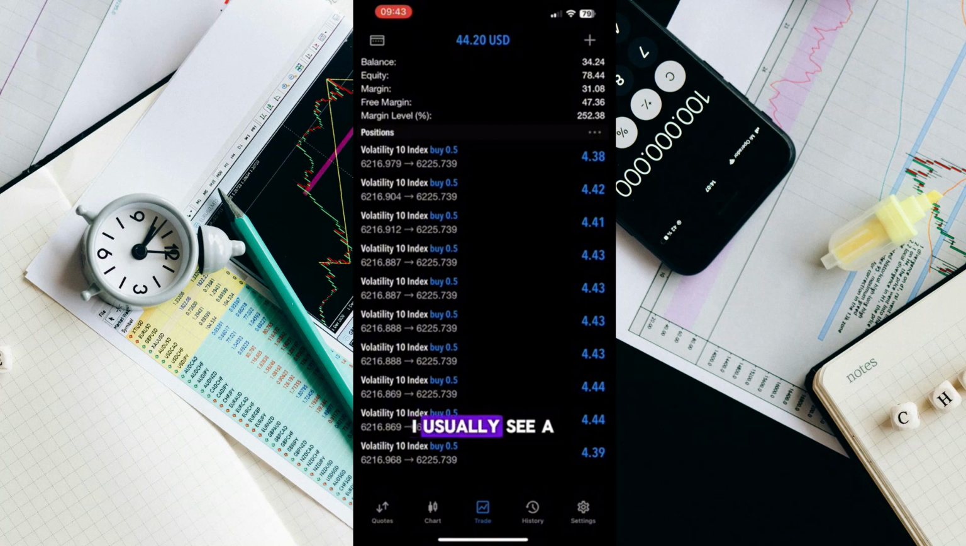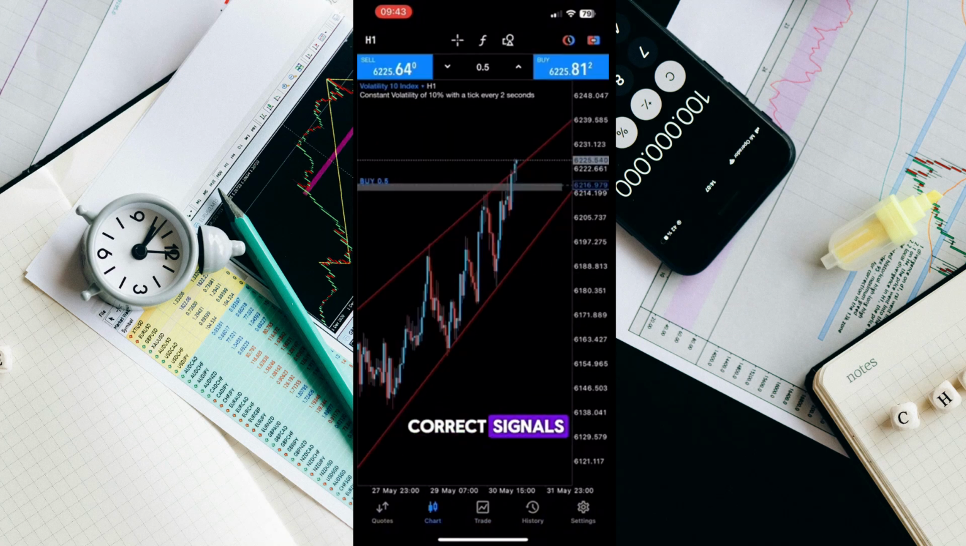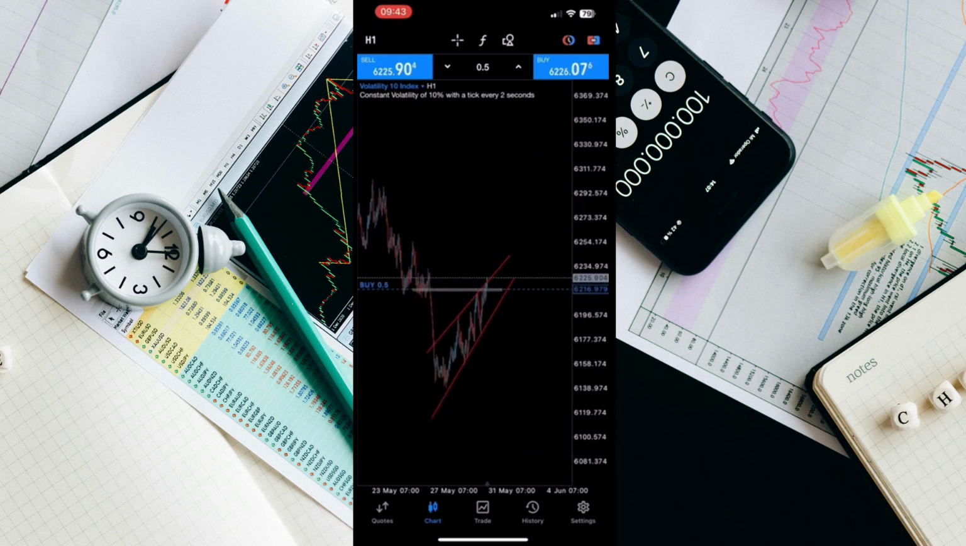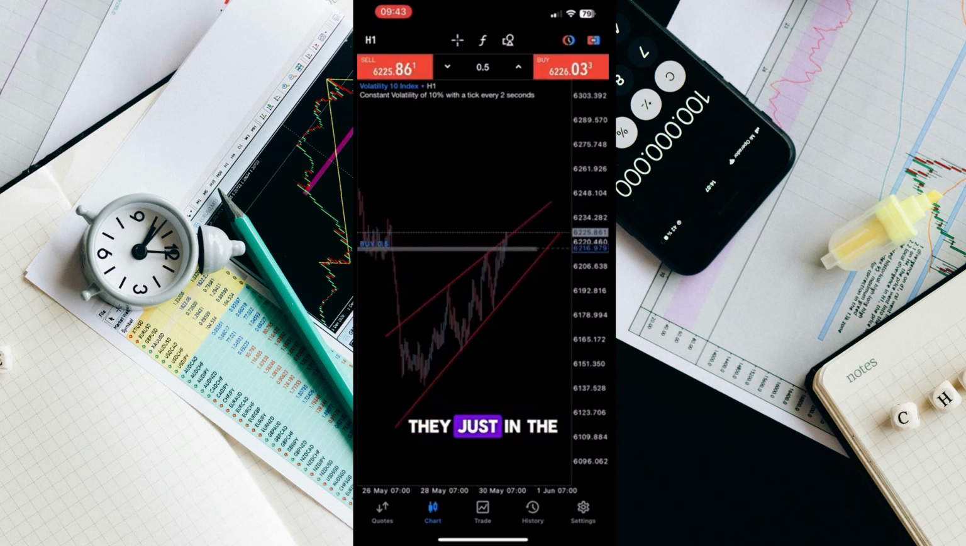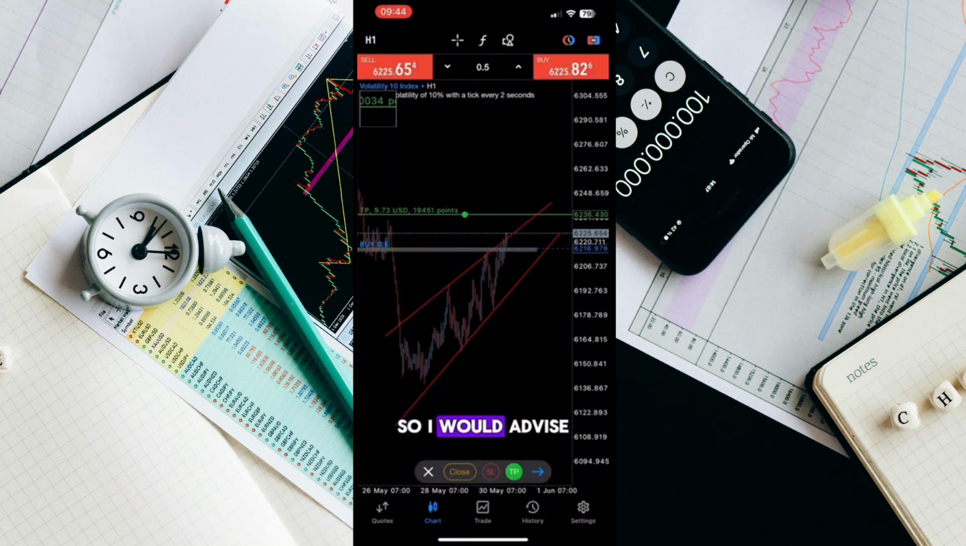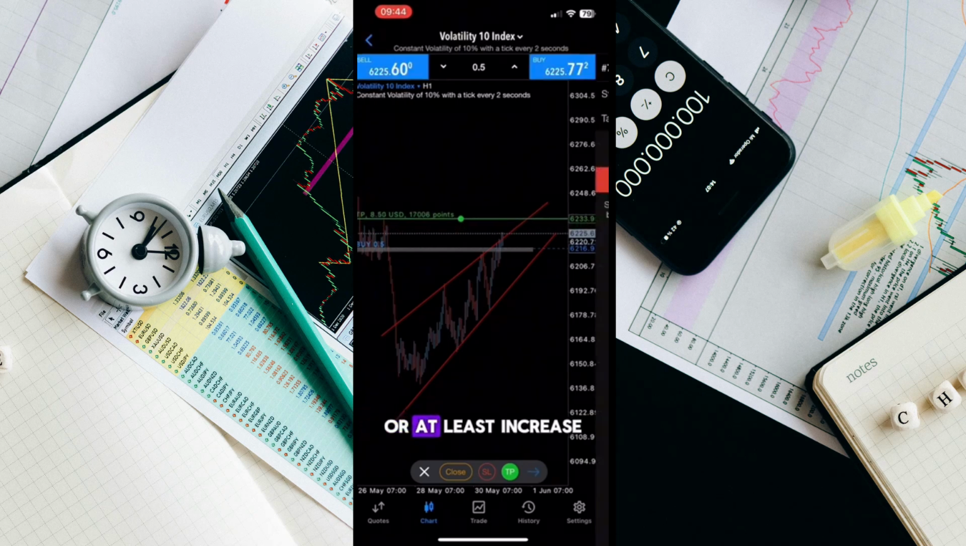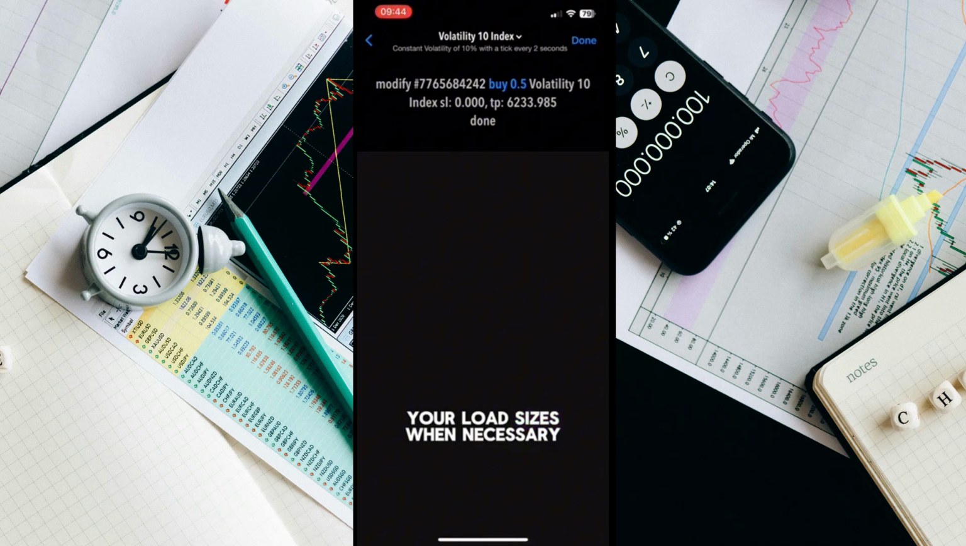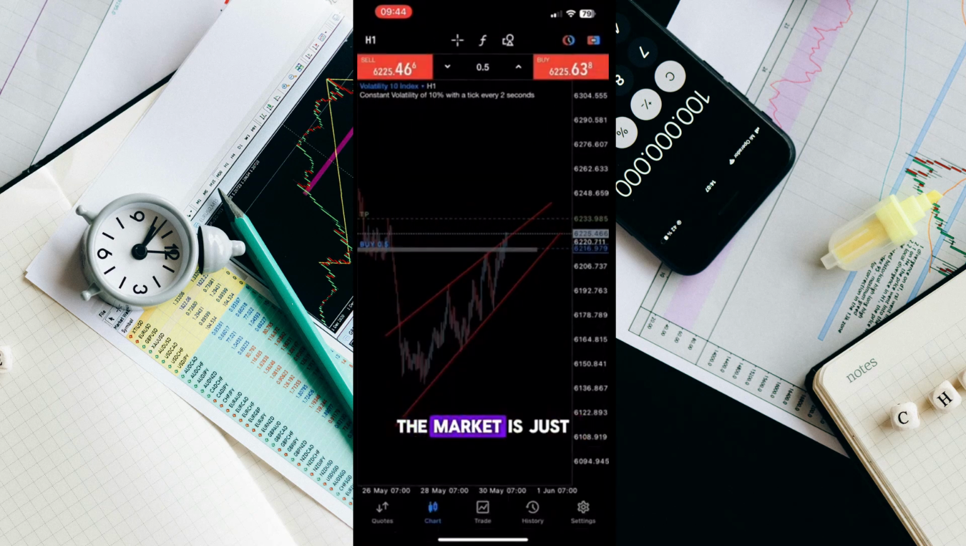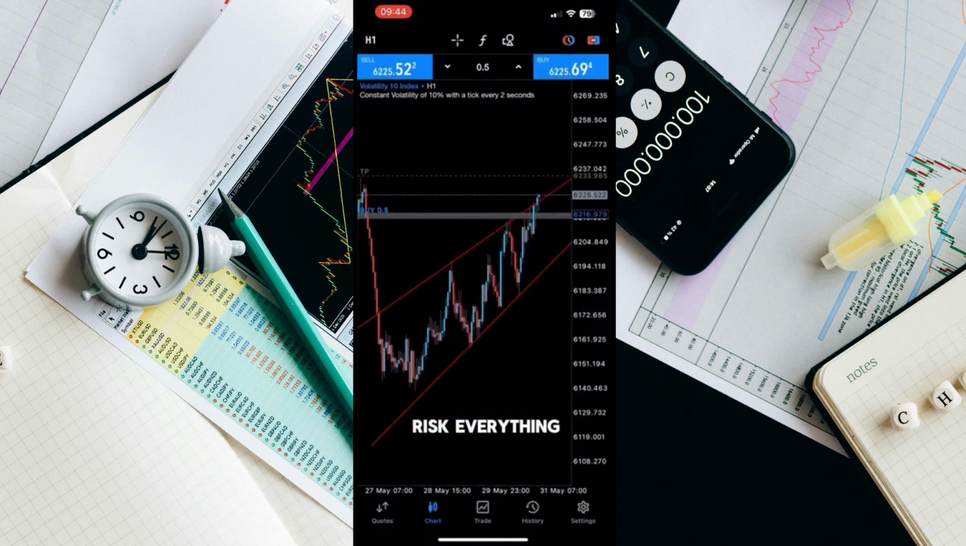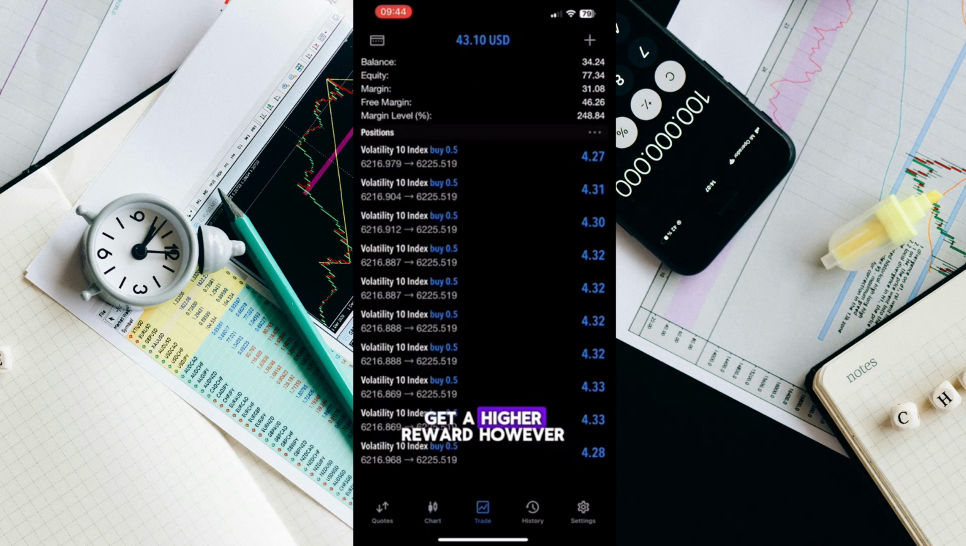I usually see a lot of people who send me correct signals, correct positions. Those people just enter one position and then they say, I was correct. Yes, you might be correct, but what did you do about it? I would advise you guys to go full margin when necessary, or at least increase your lot sizes when necessary, because eventually the market is just going to beat you. So you might want to risk everything so that you can get a higher reward. However, let's get back to our trade.